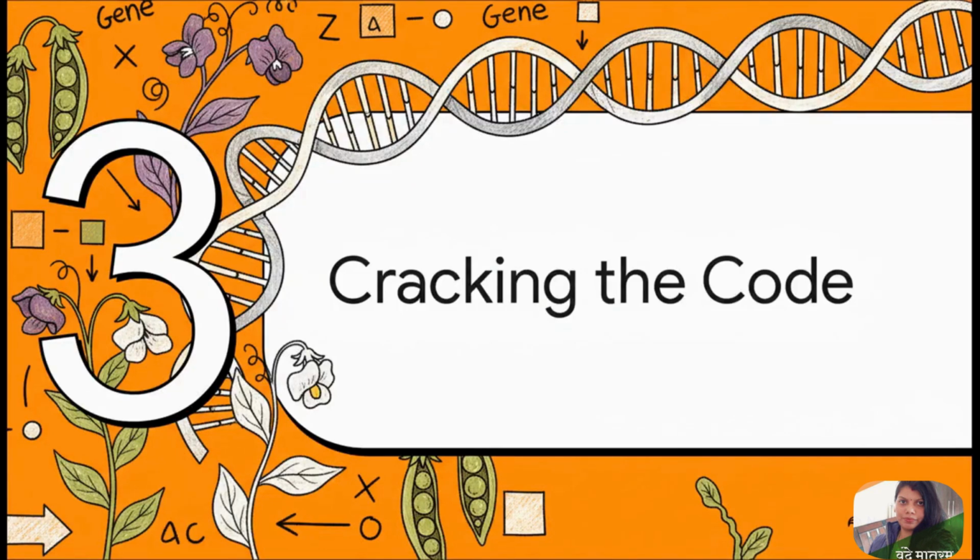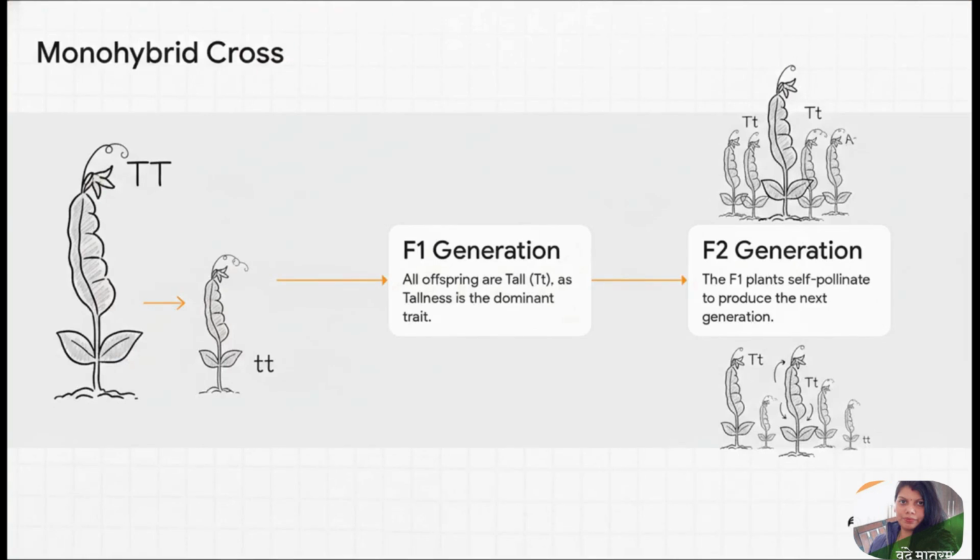So he's got his subjects chosen. Now it's time for the experiment that started it all. And to keep things simple, Mendel decided to focus on just one single trait at a time. This methodical approach, this was the absolute key to cracking the code. So check this out. Here's his first experiment. He took a purebred tall pea plant and crossed it with a purebred dwarf one.